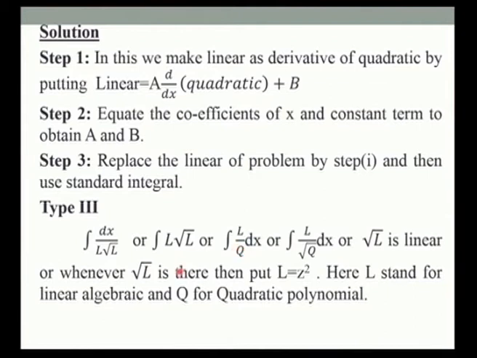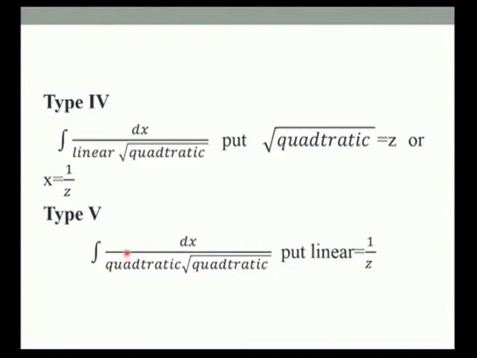In this case we need to adopt a substitution method to do this. That is, the square root of linear needs to be substituted as L is equal to Z square. So automatically this square root of L will become Z. And here L, as I said earlier, stands for linear algebraic function and Q stands for quadratic polynomial. So if you get a rational function of this form, it can be integrated.